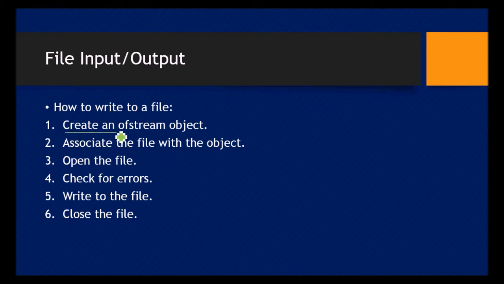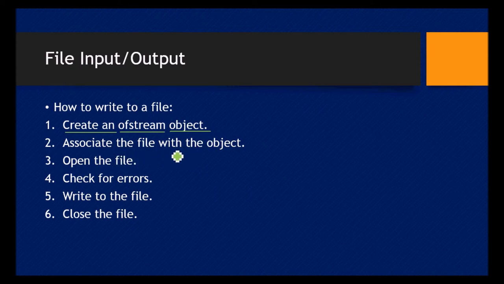You create an ofstream object. Now you need to include an additional header file. We'll take a look at it when we look at the code. But one of the items in the file is ofstream. So you make an ofstream variable. It says ofstream object, which is what it is, but think variable. I'll show you the code in just a moment.